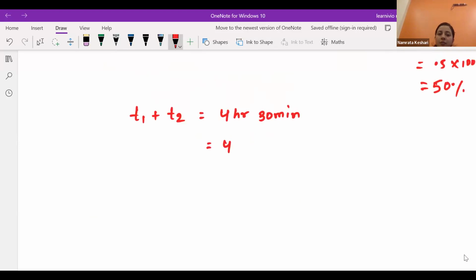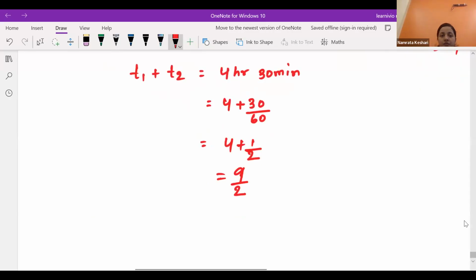Can I write 4 hour 30 minute as 4 plus 30 by 60? That means 4 plus 1 by 2, that means 9 by 2. Can I write it this way? Yes, ma'am. Ma'am, could we write in minutes? Can we write it in minutes?